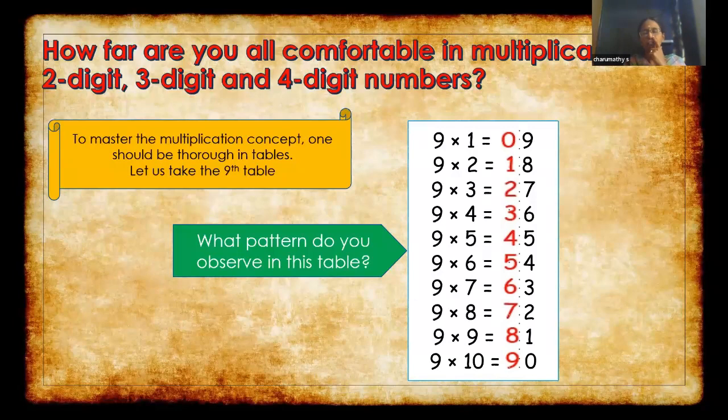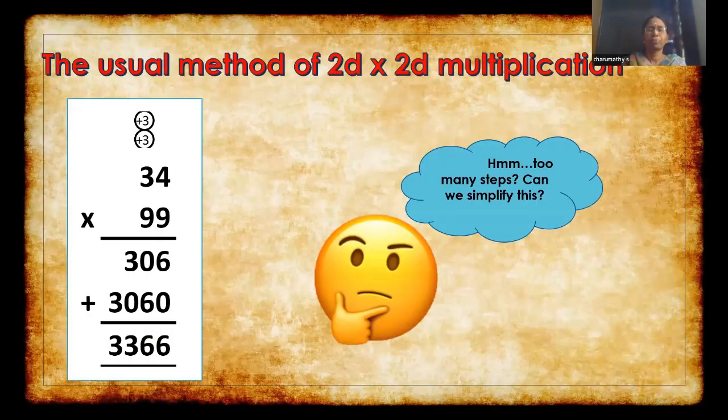So now I have just highlighted, as ma'am said, the first point is for children. They would immediately identify that the tens digit is in ascending order and the ones digit is in descending order. Now let us come to the usual method of 2-digit by 2-digit multiplication. This is what we teach in our class. Am I right, teachers? This is what we expect from the children also.